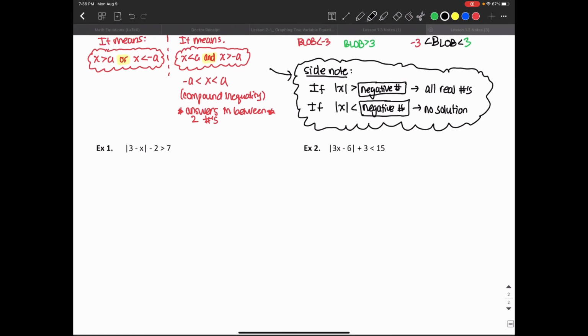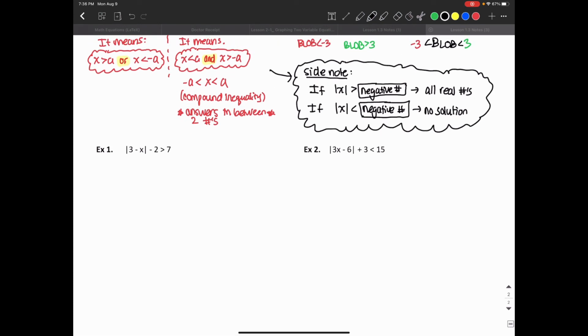All right, so let's do an example. Let's apply what we just talked about. To solve this inequality, example number 1, the absolute value of 3 minus x, minus 2, is greater than 7, first thing I'm going to do is isolate the absolute value. So I'm going to add 2 on both sides, and I will end up with the absolute value of 3 minus x is greater than 9.